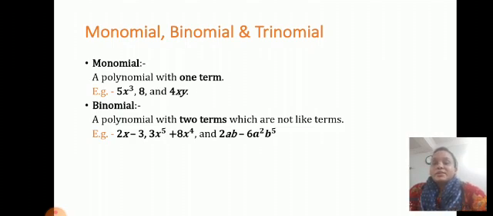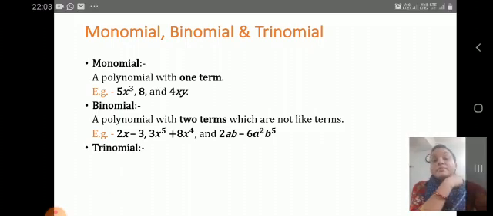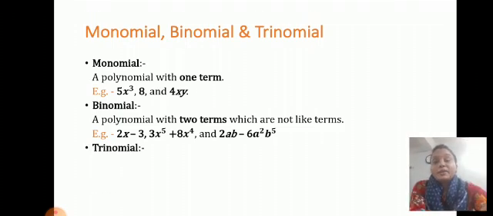So if 2x minus 3x is given, we can subtract and write minus x. So minus x is a single term, so it will be considered a monomial. So please remember one thing, the terms should not be like terms. And the third one is trinomial.